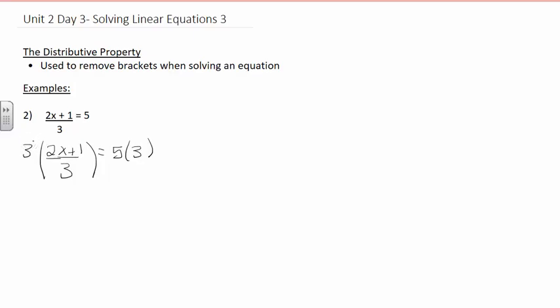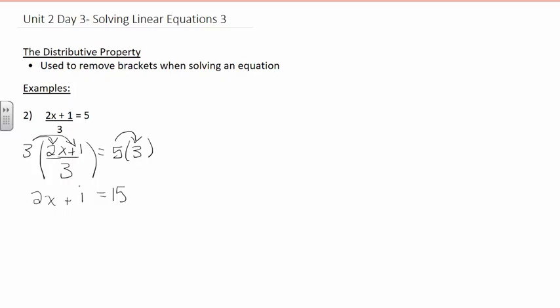So 3 times the 2x divided by 3, and 3 times the 1 divided by 3, as well as the 5 times the 3. And we get this. So 3 times 2x is 6x, divided by 3 is 2x, plus 3 times 1 is 3, divided by 3 is 1, and 5 times 3 is 15.